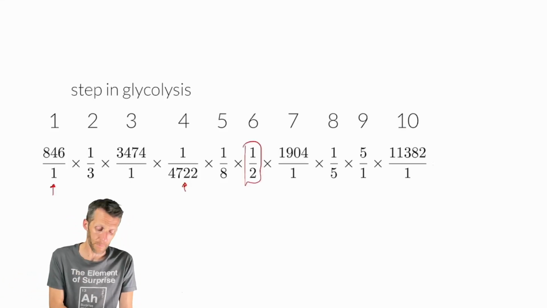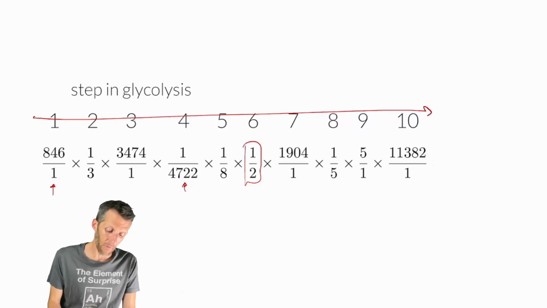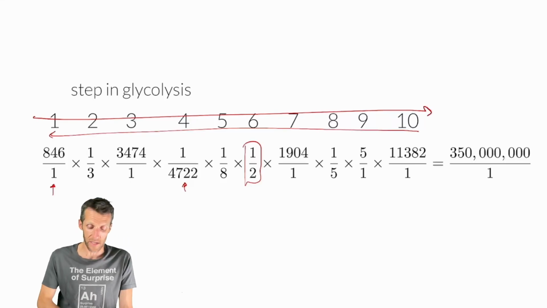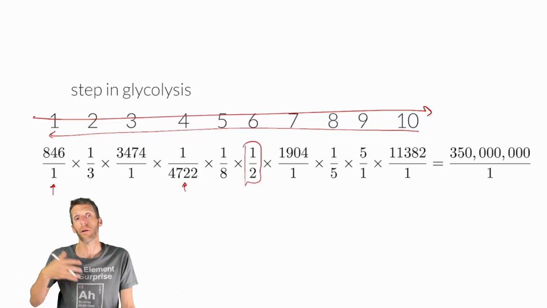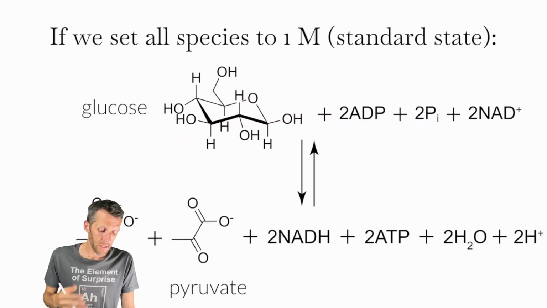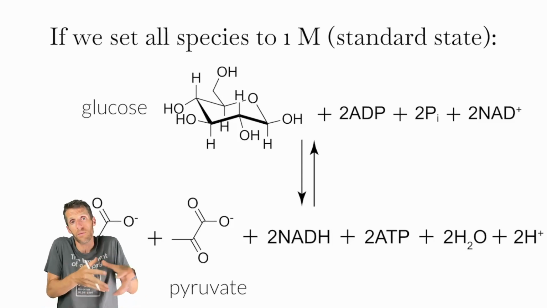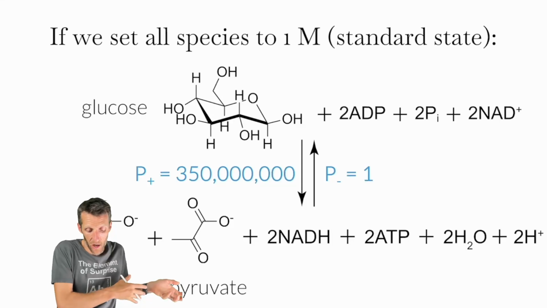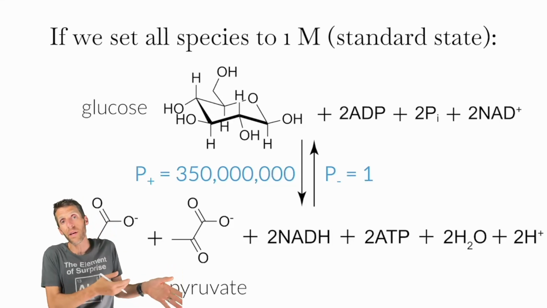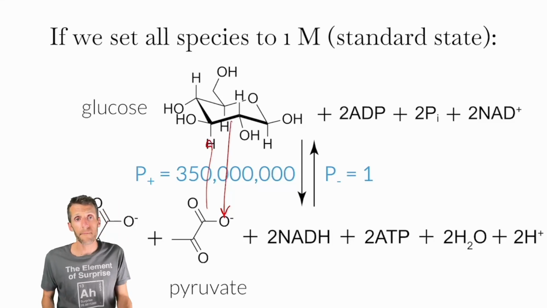They're very similar probabilities. But if you multiply all these numbers together, what you get is the probability of a molecule going all the way forward versus the probability of going all the way backwards. And it turns out that number is huge, right? This says 350 million to 1 odds of going forward. This is at standard state. So what this is saying is that if we set all species to 1 molar, that's what standard state means, and then we let it start equilibrating, we're going to see 350 million times more glucose going to pyruvate than pyruvate going to glucose. Okay? Hopefully that makes sense.